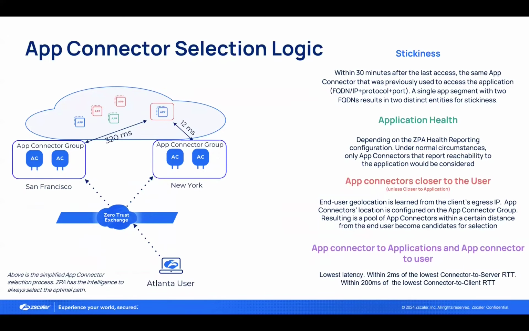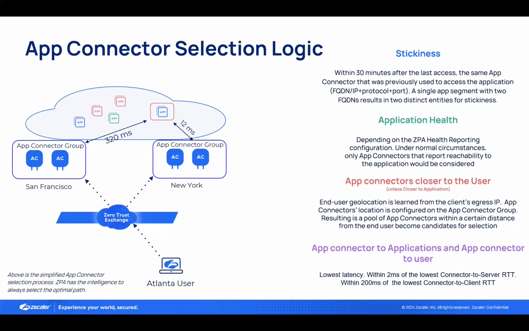To understand where to place app connectors, let's take a closer look at the app connector selection logic. First, when configuring access policies, as we'll see a little bit later, the app connector selection method can be configured. By default, this is closer to the user, but there's also an optional closer to the application method. Next, ZPA will establish a list of eligible app connectors that can connect to the application. ZPA will do this by checking health data to find connectors with valid paths to the application.